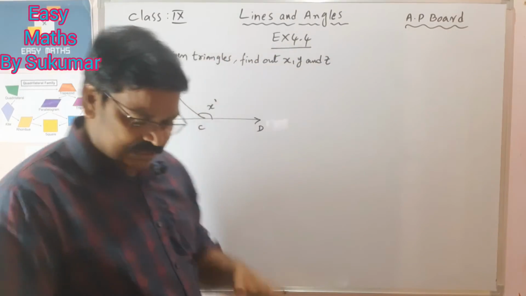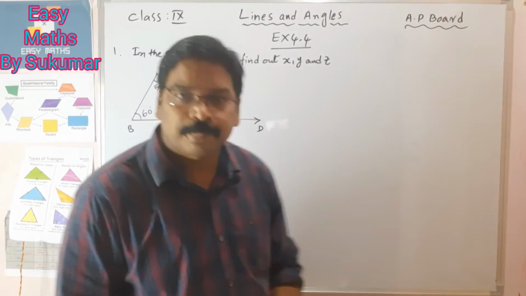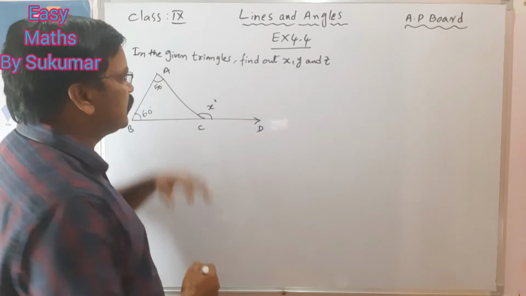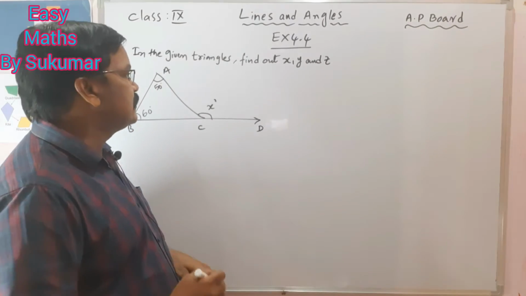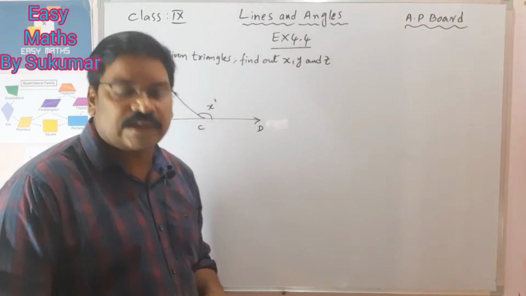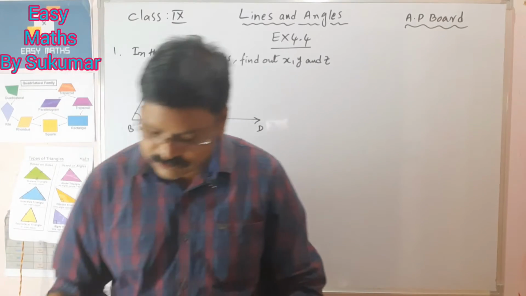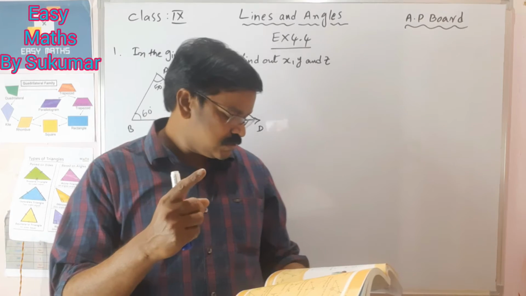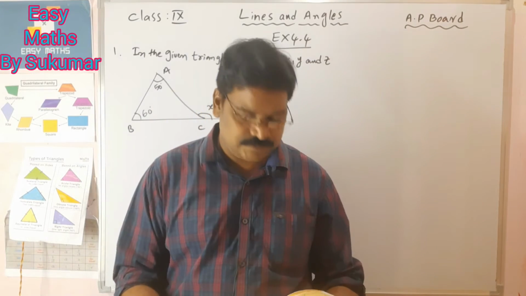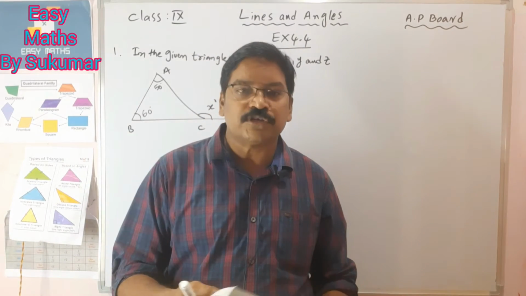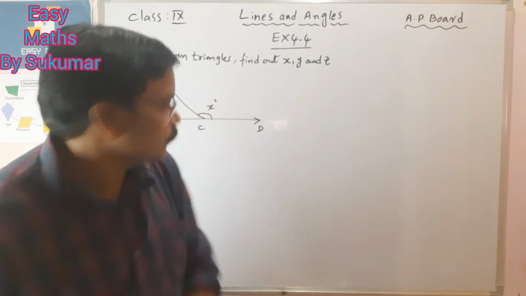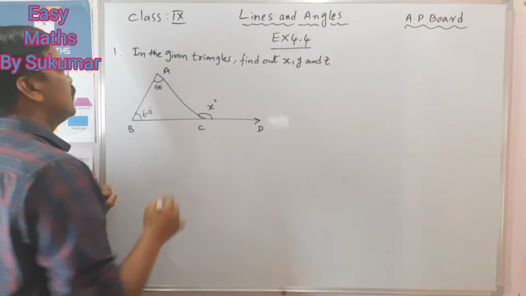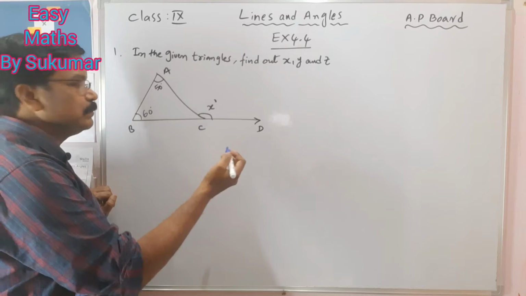First question in exercise 4.4. In the given figure, the given triangles, find out x, y and z. Actually, there are three questions here, 3 bits in this first set, but I will teach you only the first bit. The remaining 2 sums you can do on your own, right? Here in this triangle ABC, it's a very simple sum.